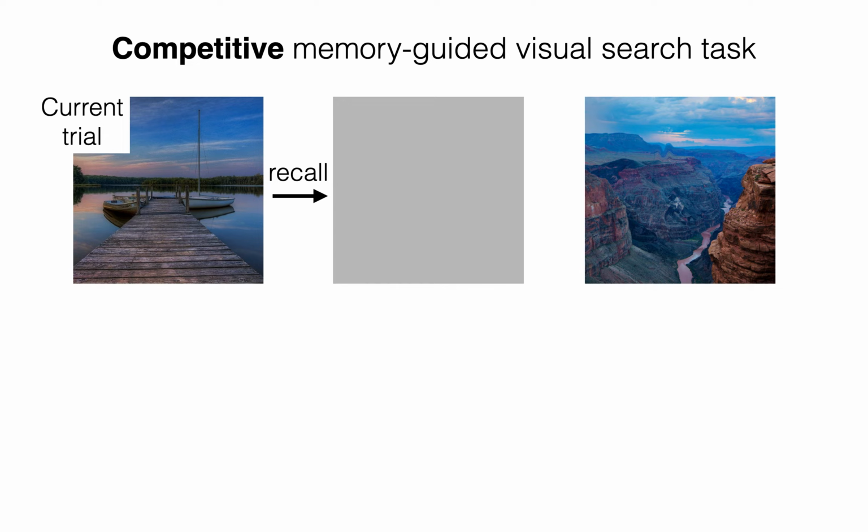Finally, we inserted novel scenes into the task. These scenes have no memories associated with them and are thus called no prediction trials. Subjects' performance on these trials should be poor because they have no memories to guide their search.